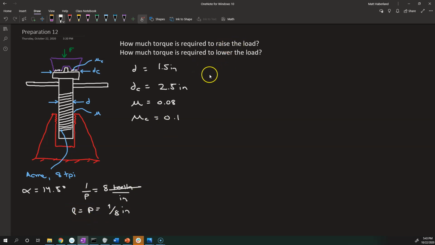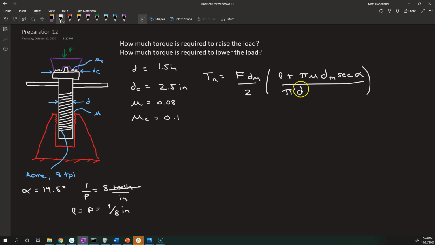So our equation for raising the load: force F here, times the mean diameter, which we'll calculate in a second, over 2, multiplied by L, the lead, which we just found out, plus pi times mu, where mu is between the two threads. We've got the mean diameter showing up again. We've got the secant of alpha, which is 14.5 degrees in our case. And this is all over pi times the mean diameter minus mu L sec alpha. That's going to be the torque that's required to raise the load.